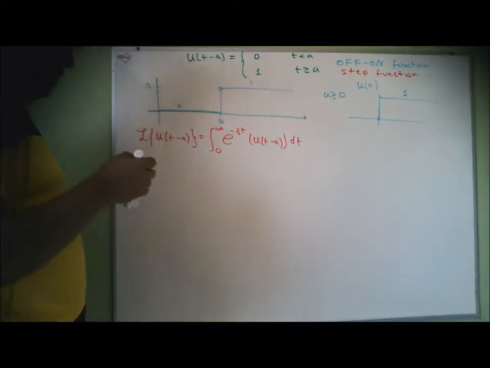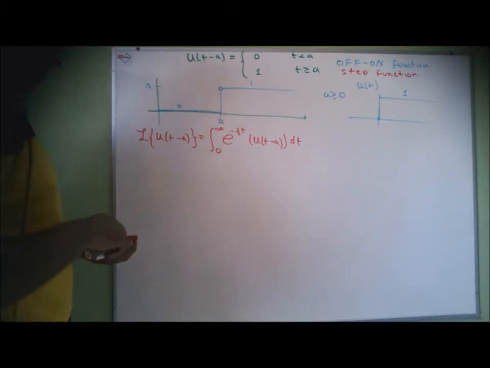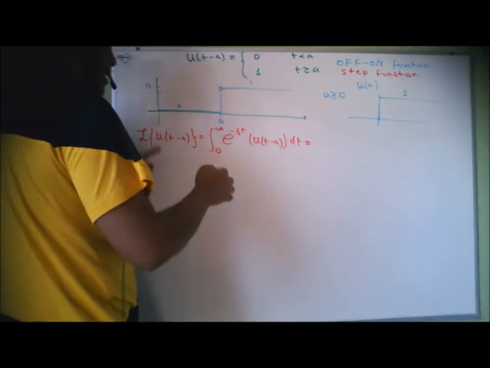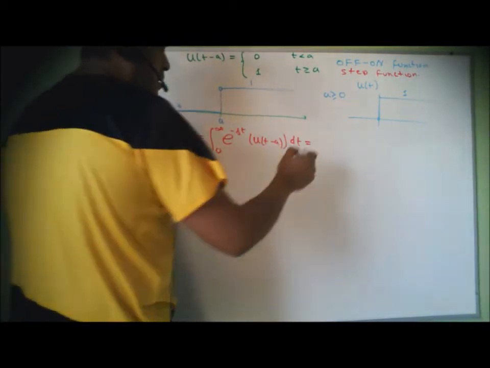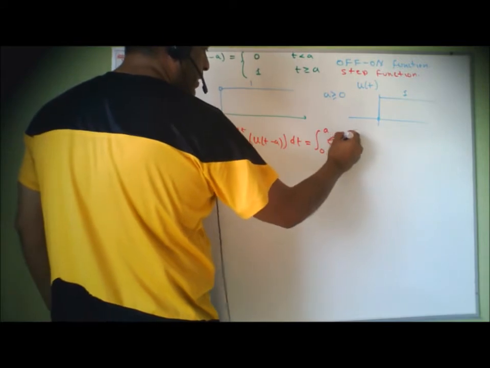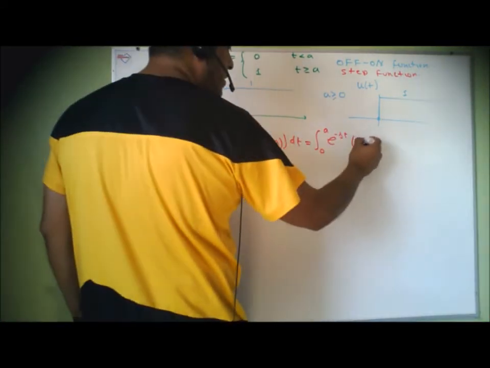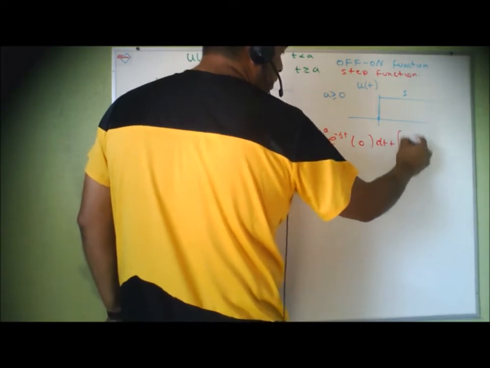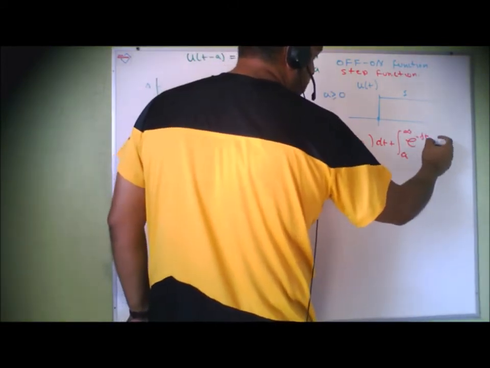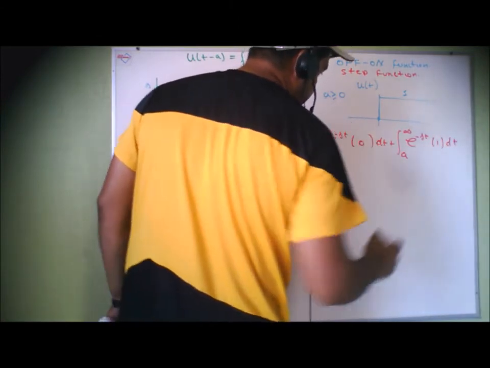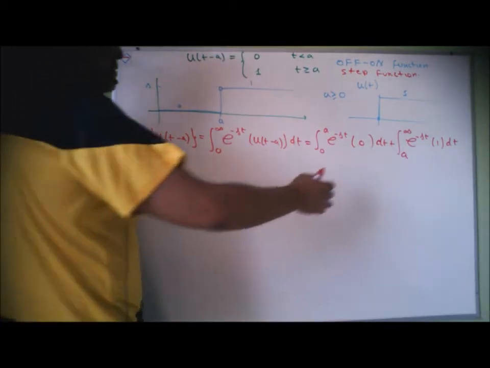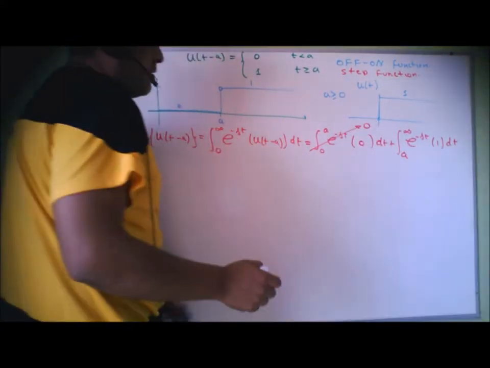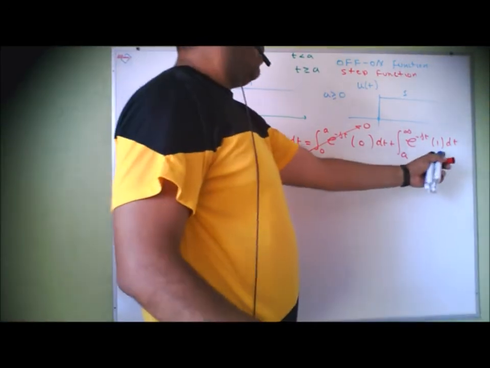Because it is a composite function, we have to split this integral in two. I'm going to split the integral on this section and then on this section of the function. So it's going to be the integral from 0 to a of exponential minus st, and from 0 to a the function happens to be 0, dt, plus the integral from a to infinity of exponential minus st, and then here 1, dt, because from a to infinity the function happens to be just 1. Now, the first integral happens to be 0, so we don't care about this part. We are just going to look at the second part of the integral.